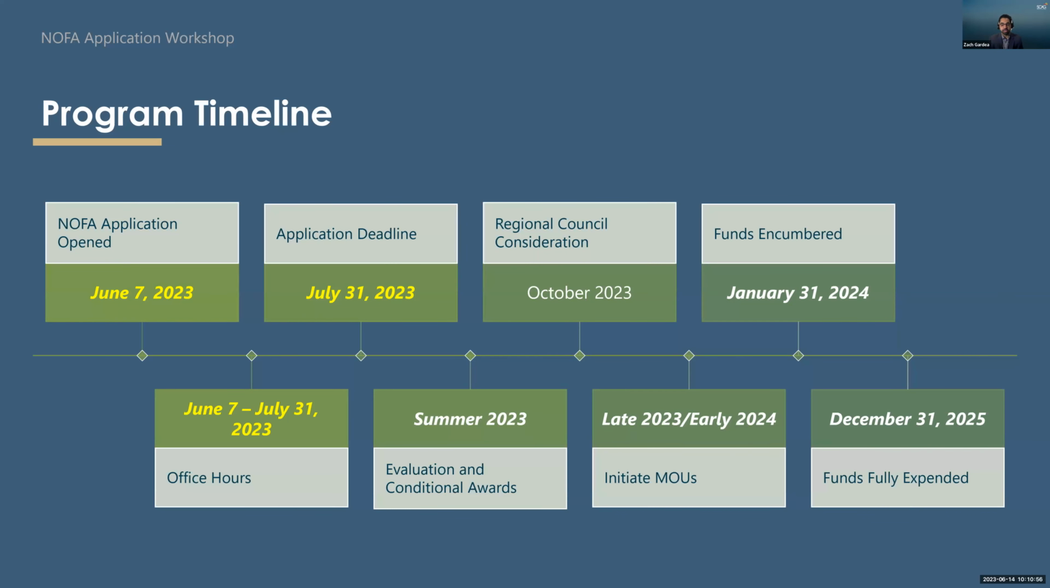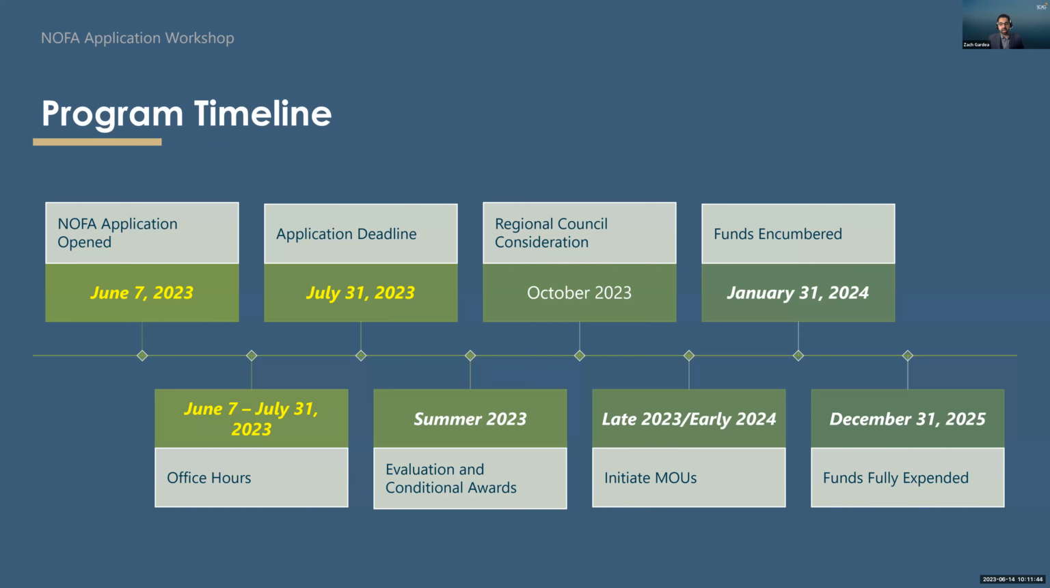Following the application deadline, we plan to evaluate applications and issue conditional award letters within 60 days of the deadline, and have the Regional Council consider the recommended award list during October's RC meeting. At that point, we'll work with the awarded entities to prepare documentation for execution of the MOU. We plan for that to occur in winter of this year and into early next. Our target is to have funds encumbered by January of 2024 and begin procurement thereafter, with project kickoff sometime in the spring of next year.